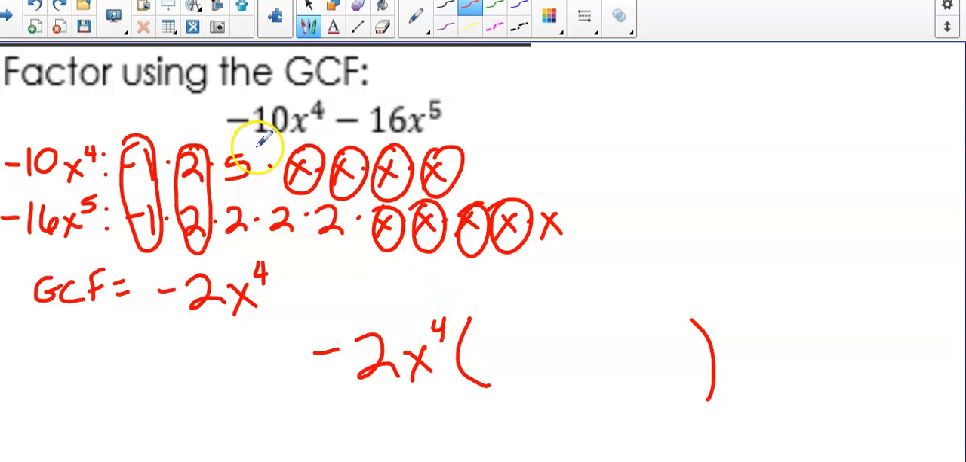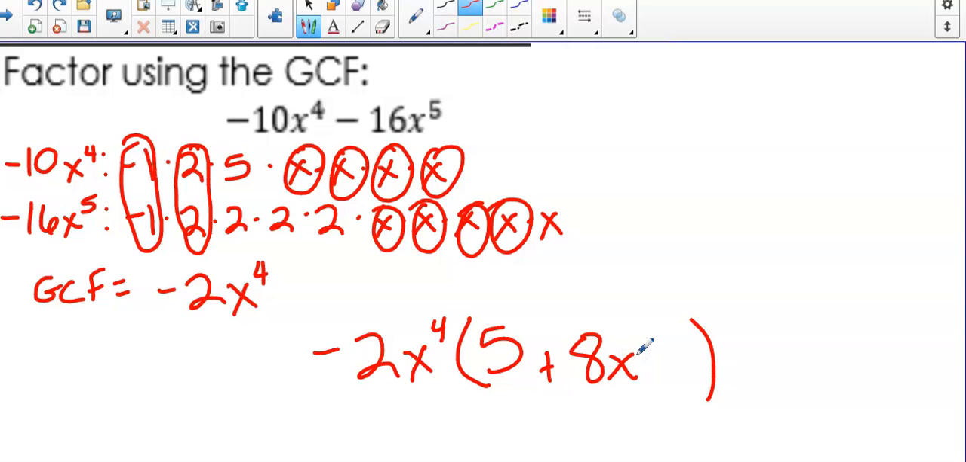Okay, so if we use the prime factors way, for my first term, there's only a 5 left. I can't do anything else with that. And then with my second term, I have 2 times 2 times 2, and then x. So 2 times 2 times 2 is 8. And then that times x is 8x.